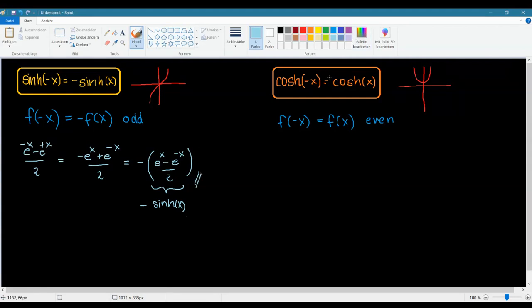Now we're going to do the same thing with hyperbolic cosine x. We're going to just look at what the original was. The original hyperbolic cosine is just e to the x plus e to the negative x over 2. Well, if we make those x's negative, again, we end up with a positive here, and we end up with a negative there, and a positive x here.